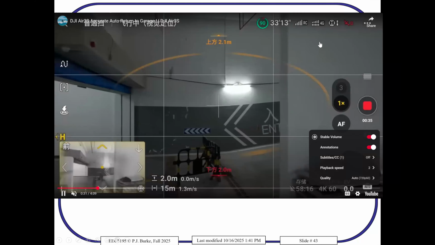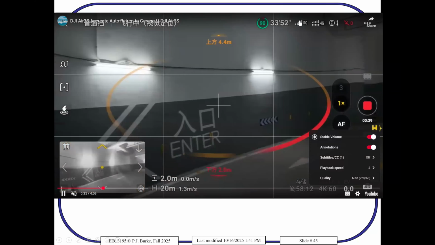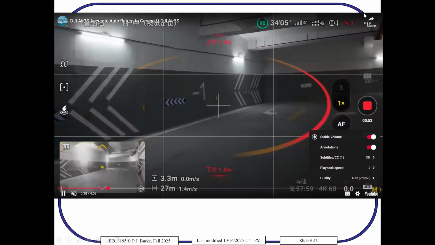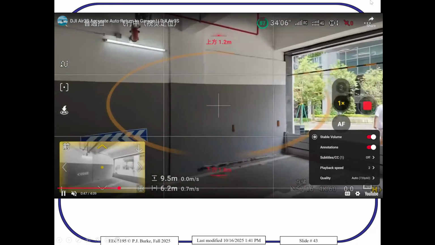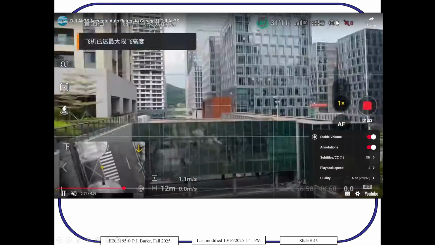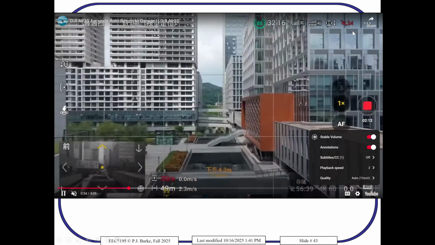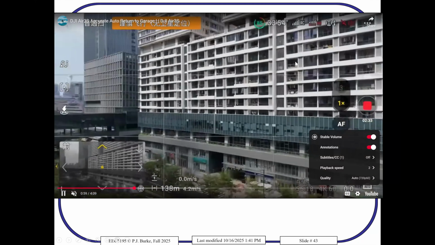And so here's a video where the pilot is taking off in a garage. And you notice in the top right, there are 0 satellites. So there's absolutely no satellite signal here. So he takes off and manually flies it out. And all of a sudden he's got 20 satellites, and flies around.